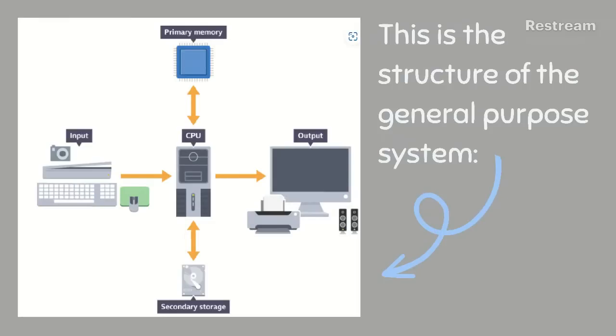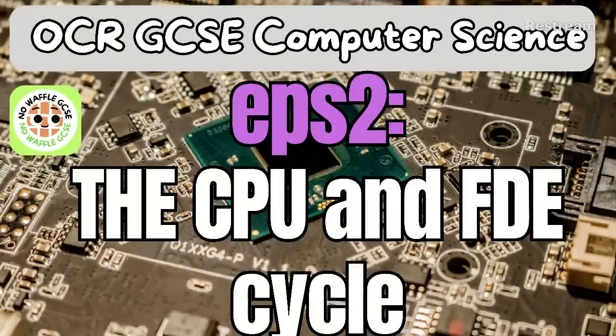Now, this is the structure of the general purpose system. You've got inputs, CPU and output. You can see the inputs are typically hardware and the outputs can be hardware or software. Now you've also got your primary memory and your secondary storage. Across this live stream, I'll be going through all of them, so don't worry if it's not ringing any bells yet. So we're now looking at the computer, the CPU and the FDE cycle.